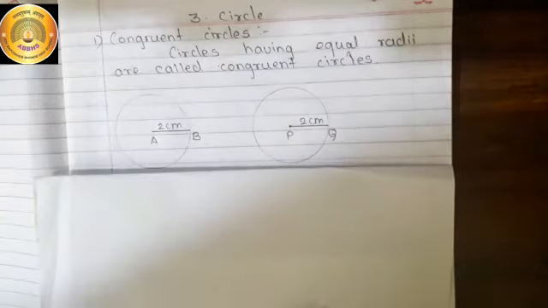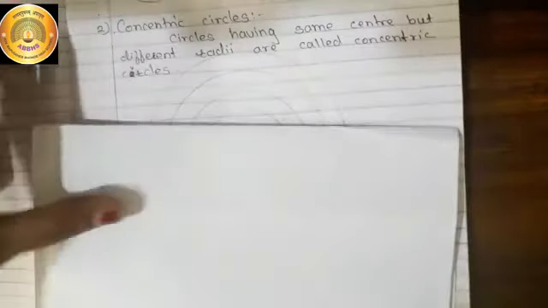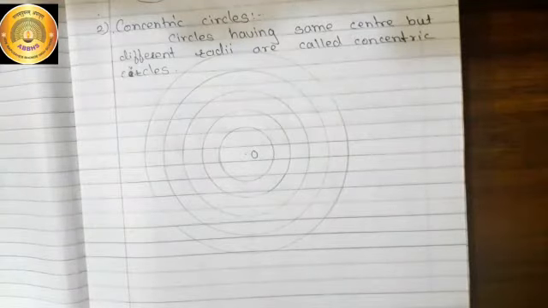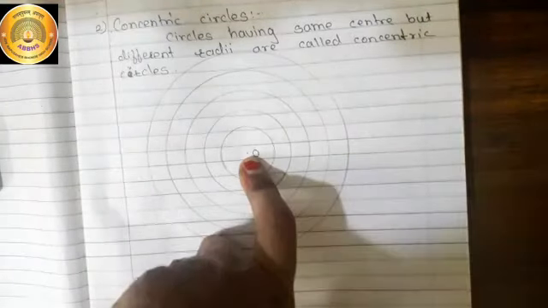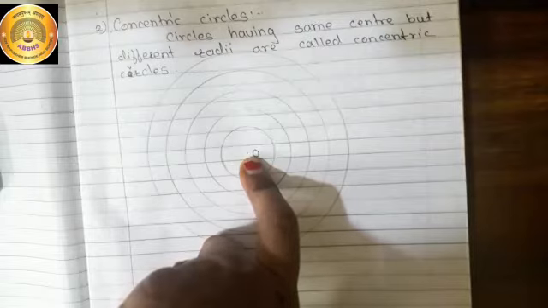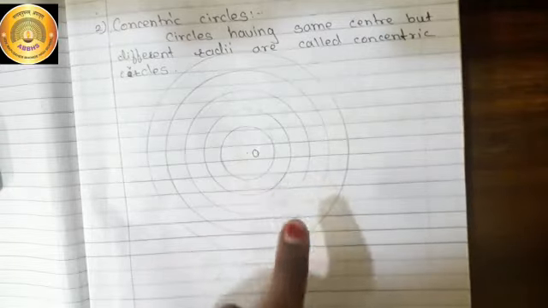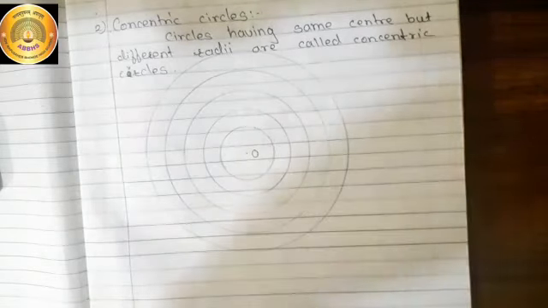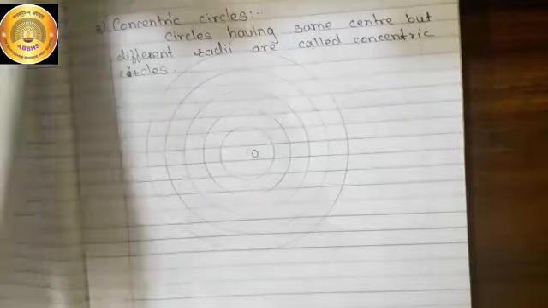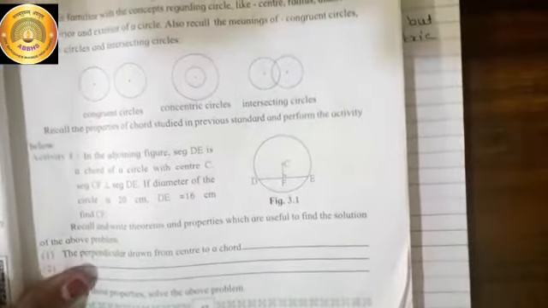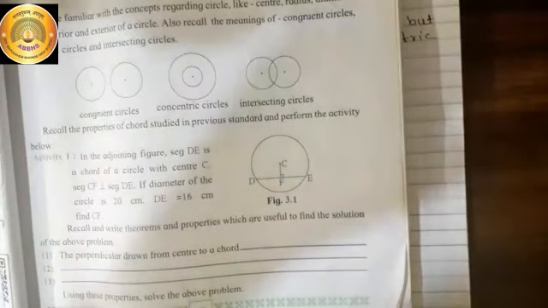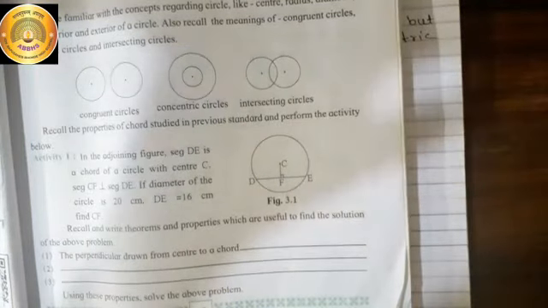Now we'll take the next concept, concentric circles, meaning with one center, different radii. Circles having the same center but different radii are called concentric circles. Now students, let's see the next concept. The next concept is intersecting circles. So let's study about intersecting circles.